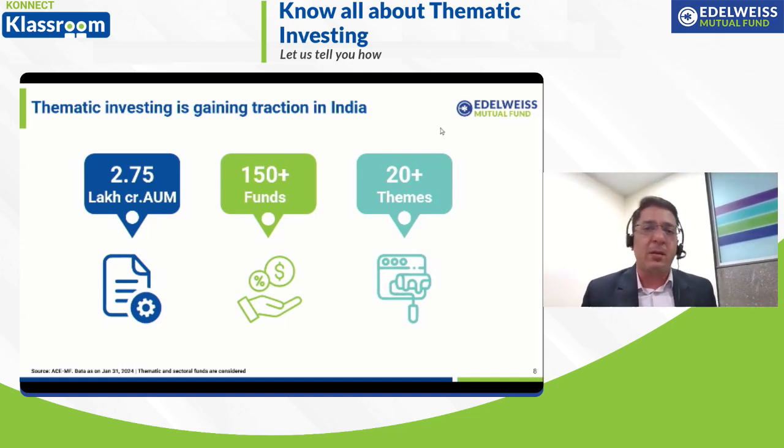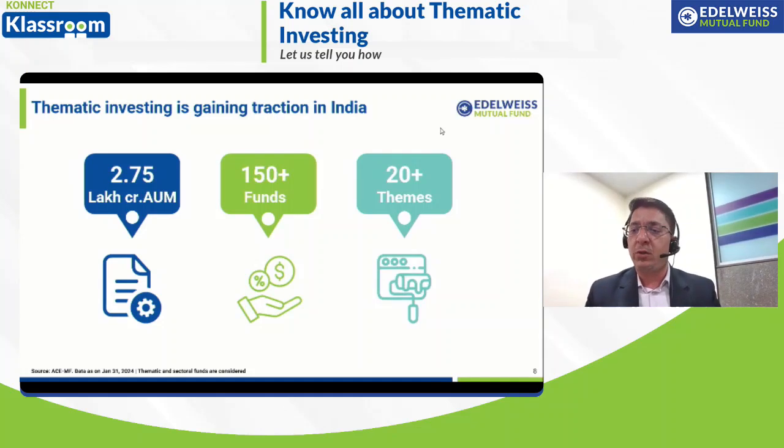And hence, I think we can see why in recent times there are a lot of people talking about it. It's become a buzzword in the industry in terms of thematic, because there are 150 plus schemes and there are 20 plus themes, plus there is investor interest, obviously, because you can see that the AUM around these schemes is considerably sizable right now. It's not minuscule in that sense. So there is interest, and there are people investing into these schemes.